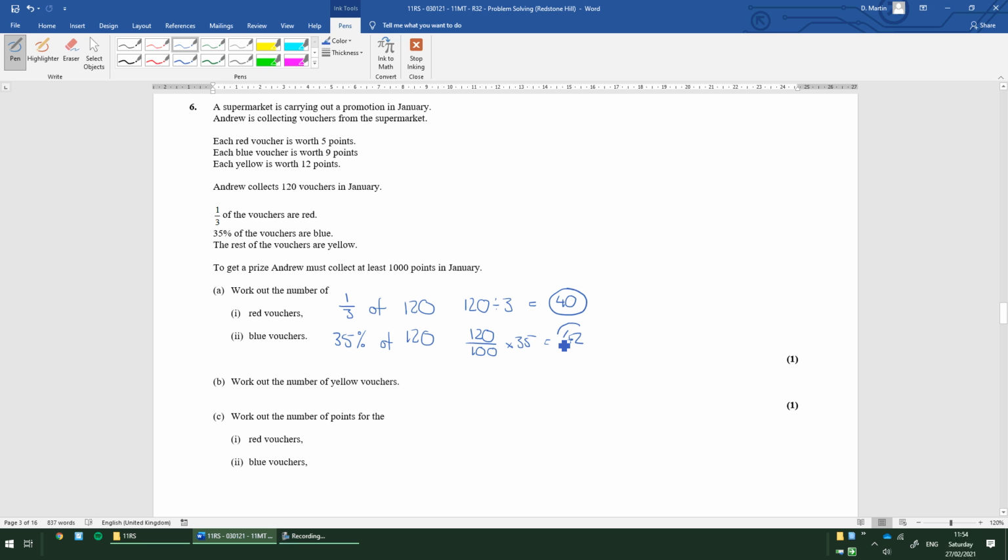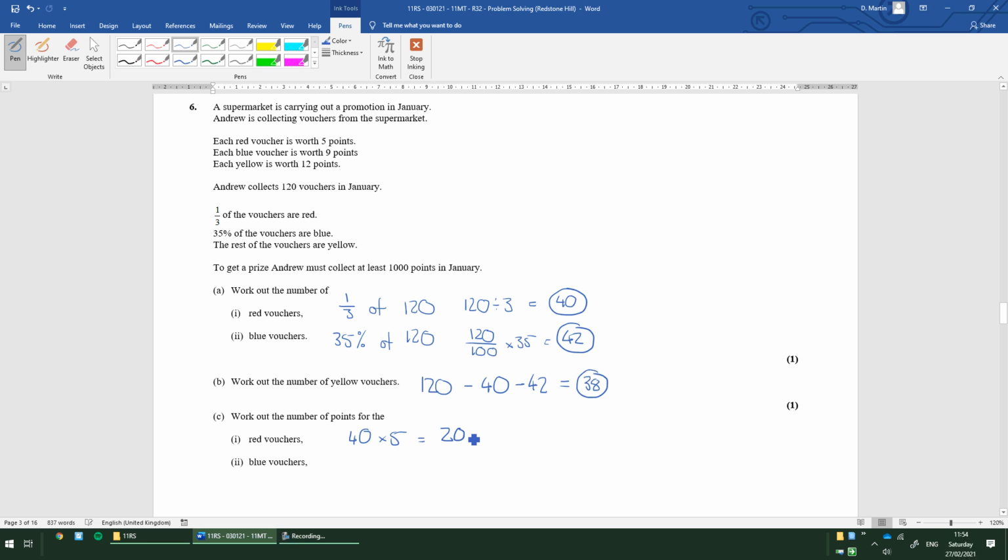And the yellow vouchers, well, we've got to do 120 and take away each of those numbers, because it says the rest are yellow. 120 minus 40 minus 42 is 38. So we now know how many he's got of each voucher. And then we need to work out the points for red. 40 times 5. So he's got 200 points from red vouchers.